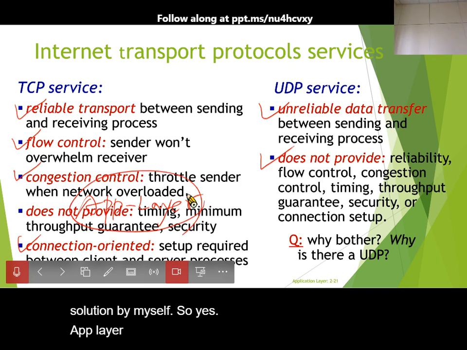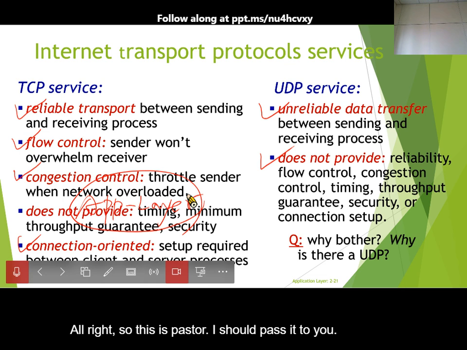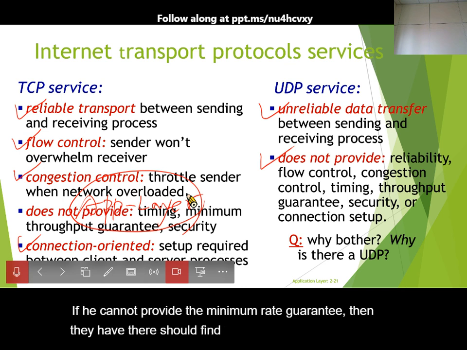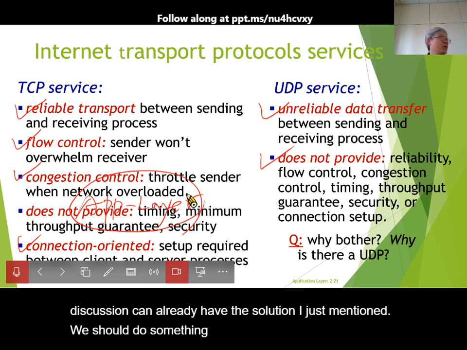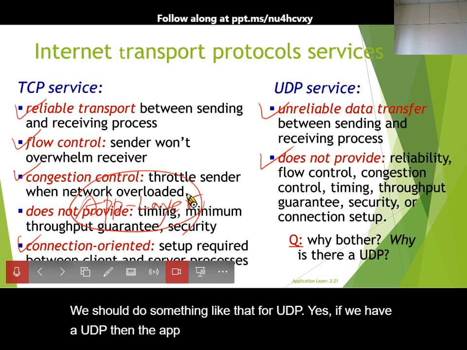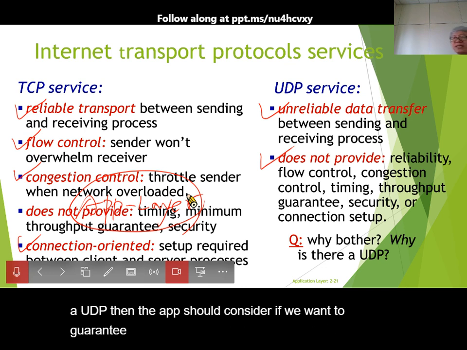All right, so this is the concept I should pass to you. If TCP cannot provide the minimum rate guarantee, then the app layer should find the solution. I just mentioned we should do something like that. For UDP, yes, if we want to guarantee something else, the app should take care of those things.